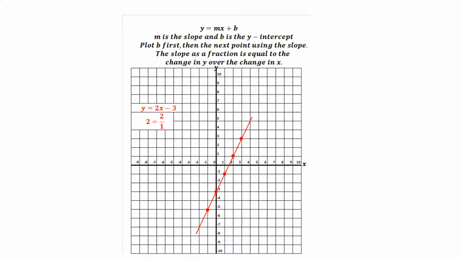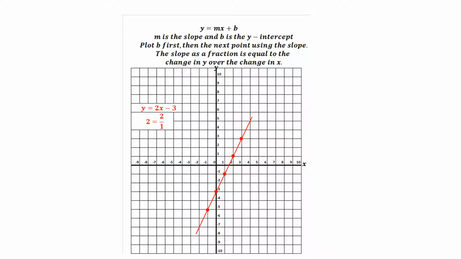The first number we put on our graph will be the y-intercept. So when x is 0, 2 times 0 is 0 minus 3. Y is equal to negative 3. But we don't have to go through the calculation. If it's in the form y is mx plus b, b is the y-intercept. So we put a dot on the y-axis at negative 3. Then we use the slope to find another dot and connect the two dots.